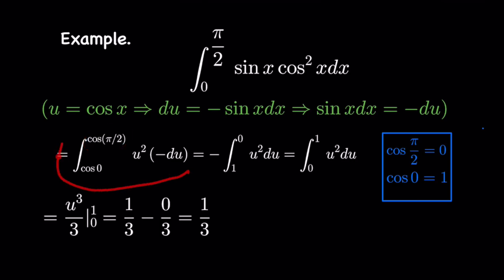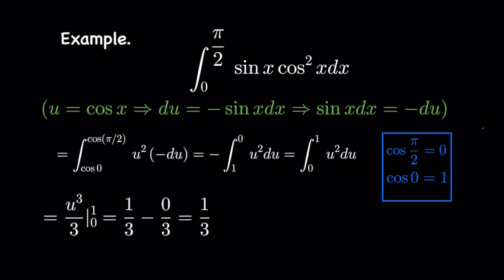Now, I have written everything in terms of the new variable u. I'm going to simplify this. So notice that cosine of pi over 2 is 0, so I'm going to replace that by 0. Cosine of 0 is 1. I'm replacing cosine of 0 by 1, and I put this minus sign outside of the integral.